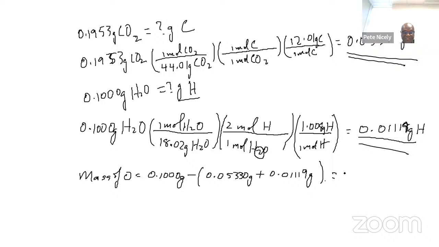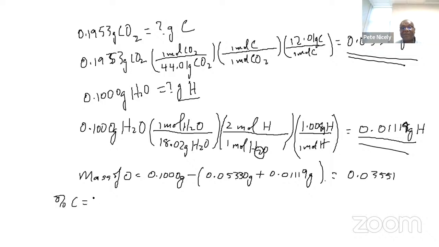0.05330 plus 0.01119. Subtract from that 0.1. Okay, so according to my calculation, this works out to be equal to 0.03551. All right. So the question is asking for the percentage of each element.